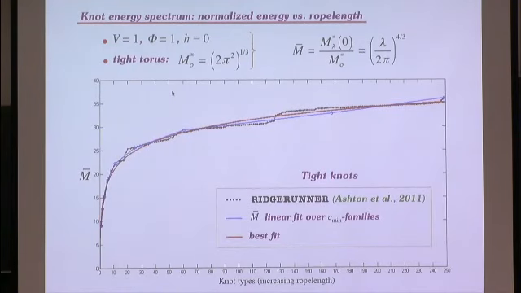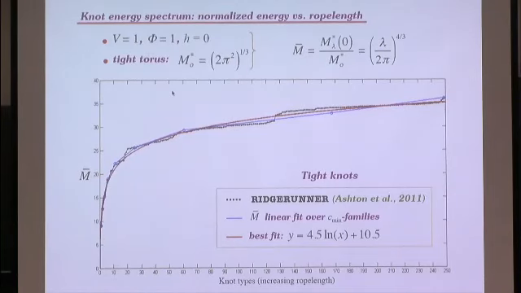So the tight knot spectrum is given here. We plot the energy regardless of the C-min families. So these have been rearranged and just plotted against rope length. We have a linear fit, and the best fit is provided by this expression.